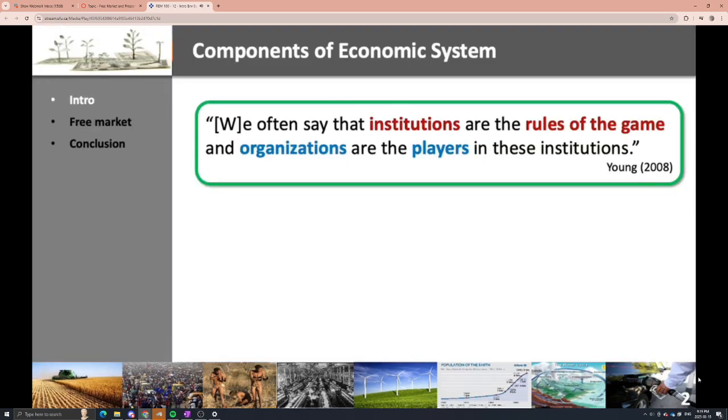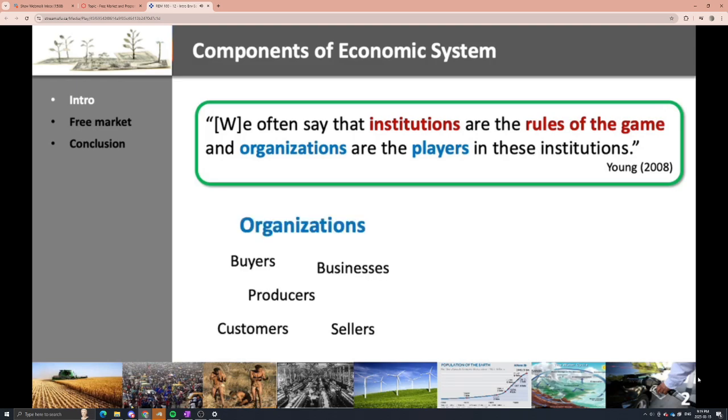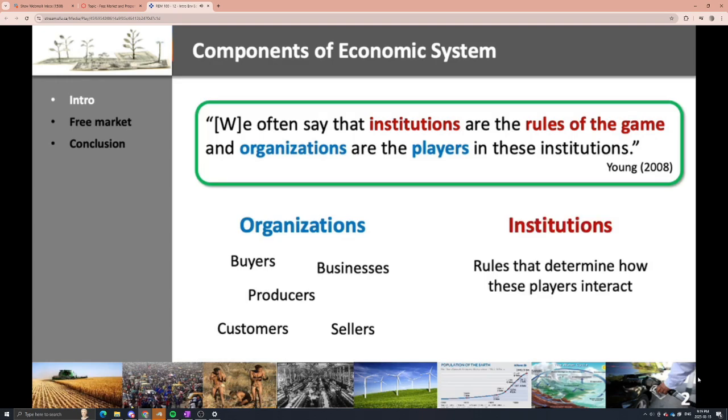We have looked at the relationship between societal values, which are represented by the dominant social paradigm, and institutions that determine how our societies function. I presented you with this quote from Young that nicely highlights the distinction between institutions and organizations. So when we think about the economy in this framework, examples of organizations are businesses, producers, service providers, sellers, buyers, and consumers. The institutions are the rules that determine how these players interact with each other in our economy.